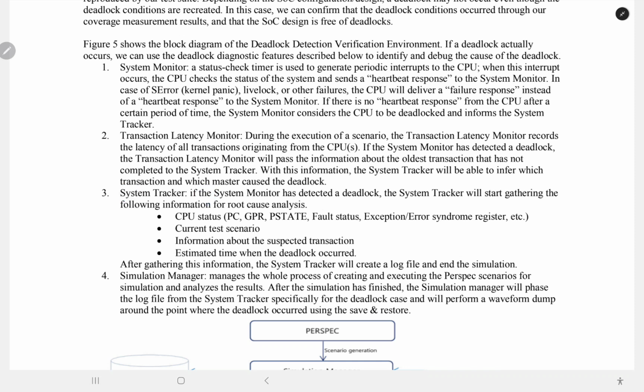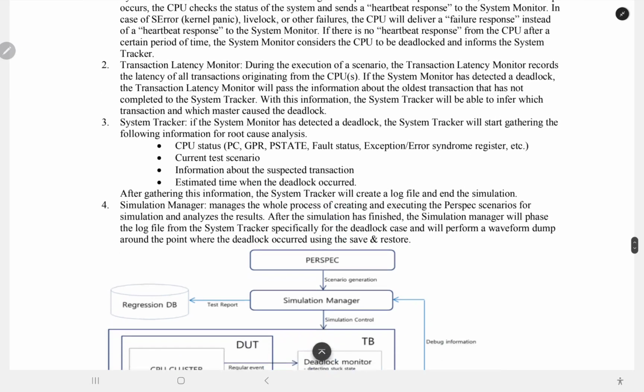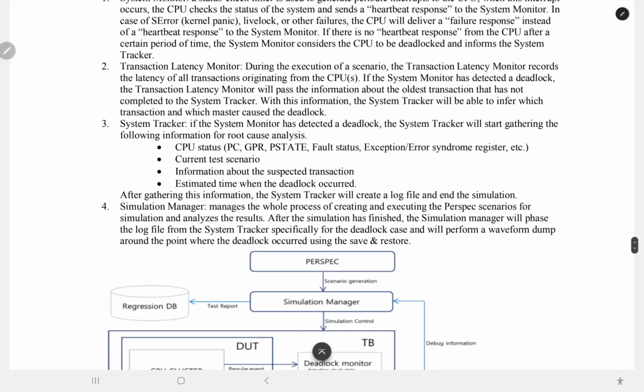System tracker. If the system monitor has detected the deadlock, the system tracker will start gathering the following information for root cause analysis: the CPU status, PCs, GPR, P-state, fault status, exception, error syndrome register, and ledger, etc., the test scenario, information about the suspected transaction, and the estimated time when the deadlock occurred. After gathering this information, the system tracker will create a log file.